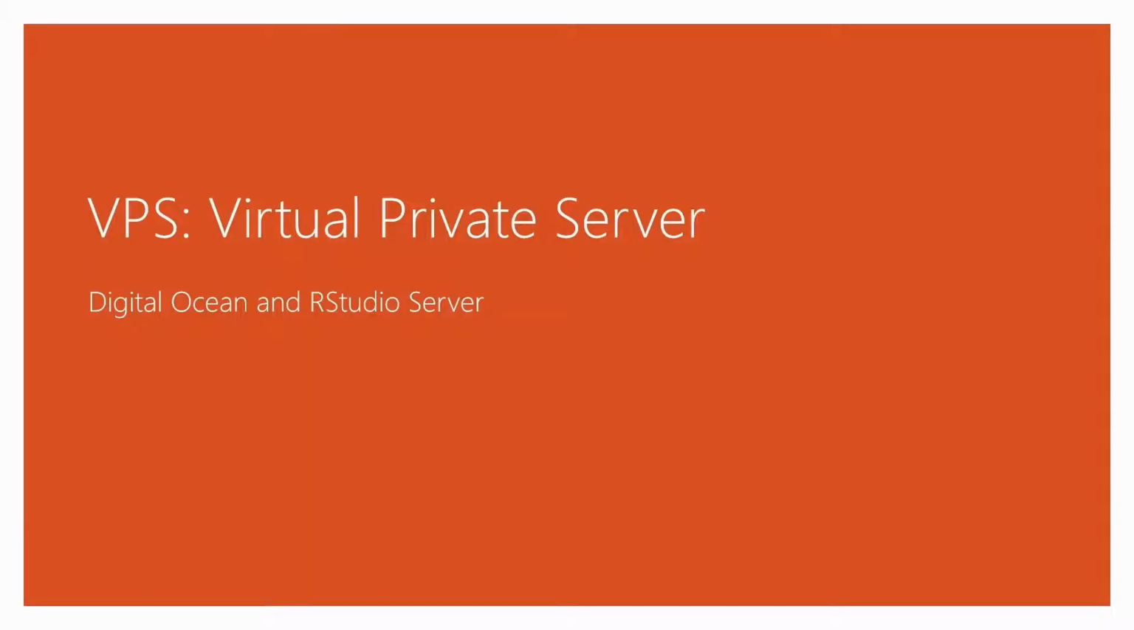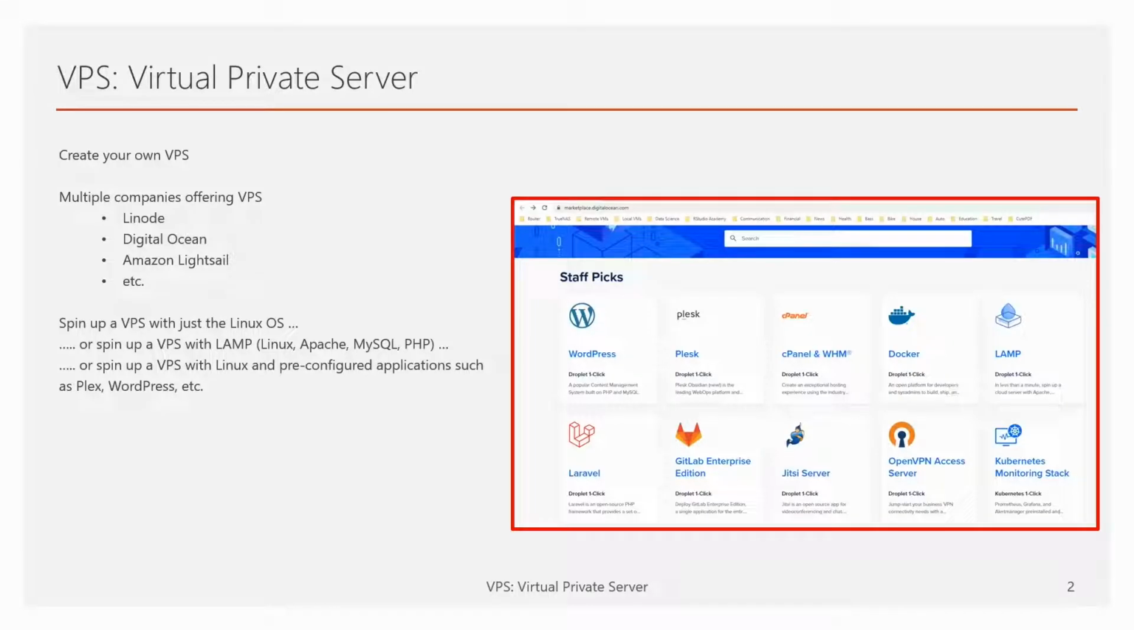This is a quick demo of how to create a virtual private server with RStudio Server pre-installed on DigitalOcean. There are companies offering the ability to create your own virtual private servers. These are Linode, DigitalOcean, Amazon Lightsail, and many others. Through a web browser, you can spin up a VPS with just the Linux operating system. There are multiple versions of Linux available.